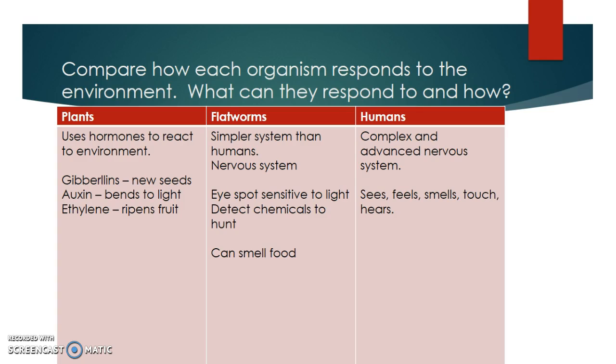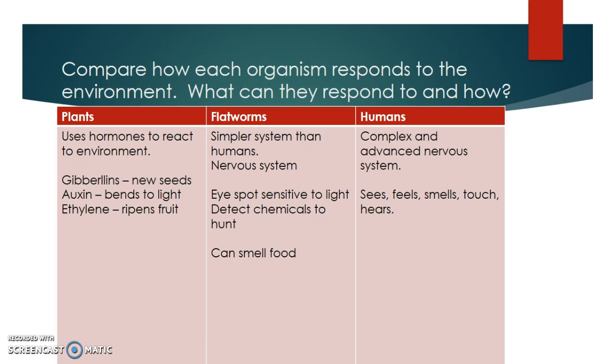Flatworms have a simple nervous system. Part of that nervous system is an eye spot that is sensitive to light. They also can detect chemicals to hunt, so basically they are smelling their food. The eye spots cannot detect images like we can. You looking at your computer screen, a flatworm cannot make out that that is a computer screen, but they will be able to detect the light that is coming from it.